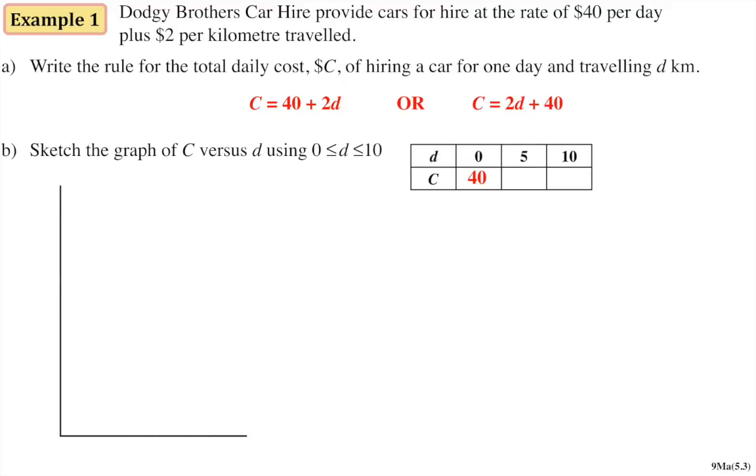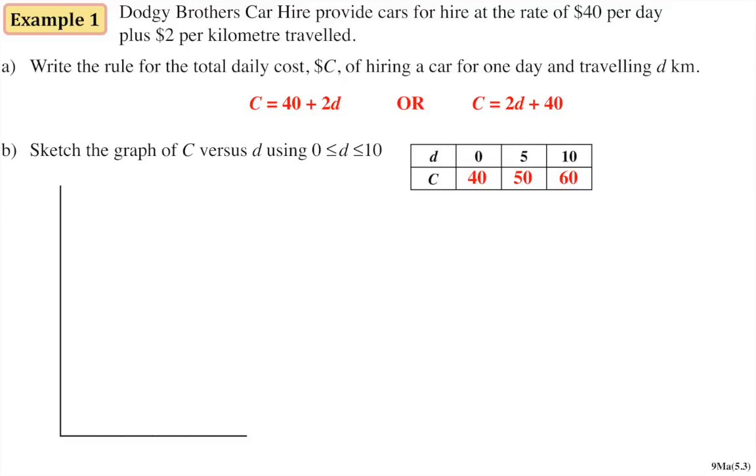What if we travel 5 kilometres? Well, let's use this formula. $40 for the day plus 2 lots of 5, 2 5s are 10, 40 and 10 make 50. What if it's travelled 10 kilometres? 40 plus 2 lots of 10, 2 lots of 10 are 20, 40 and 20 make 60. So now it's a case of sketching this.